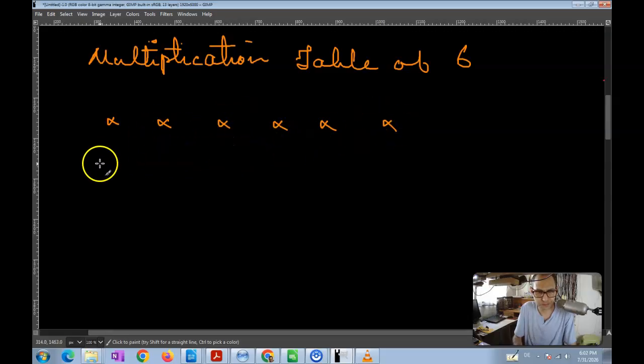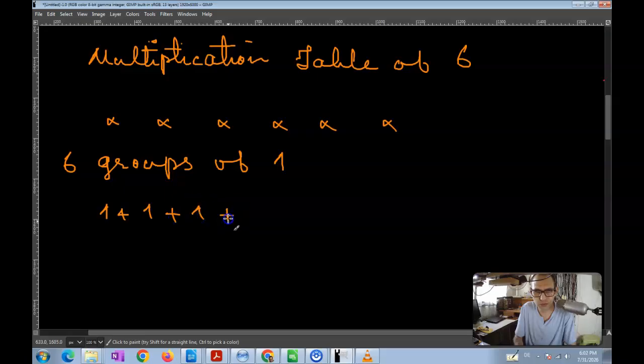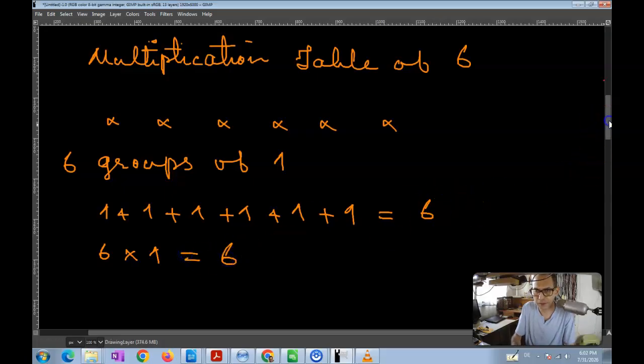So then you have 6 groups of 1. If you want to know the total number of objects, that's 1 plus 1 plus 1 plus 1 plus 1 plus 1, 6 times, which is equal to 6. And 6 groups of 1 would be 6 times 1, which is the same thing, 6, right?